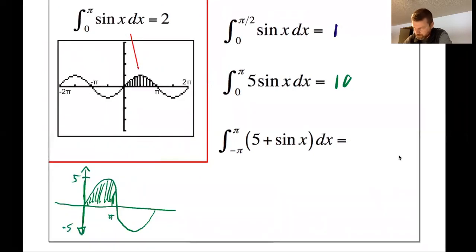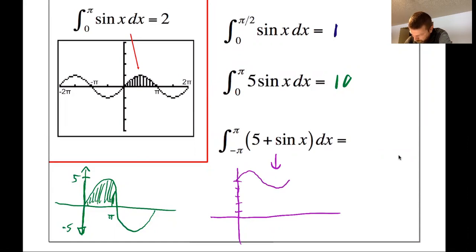This last one's probably the trickiest one. What happens when we add 5 to sine of x? Well, adding 5 to sine of x doesn't stretch it by 5. It moves it up 1, 2, 3, 4, 5 units. So it's still sine of x going up 1 and down 1, but it's moved up 5 units. Right at, that's y equals 5.